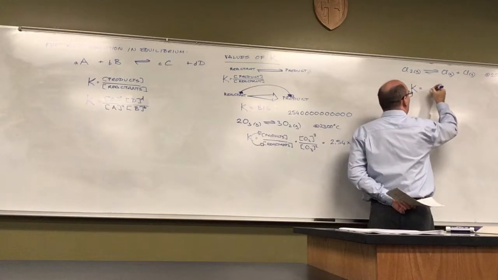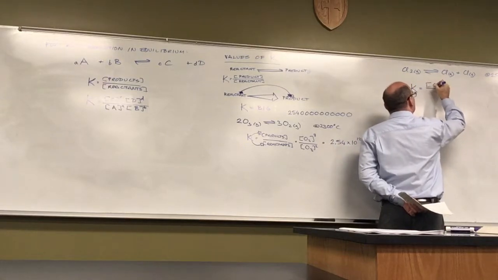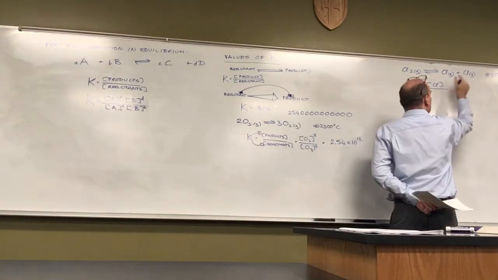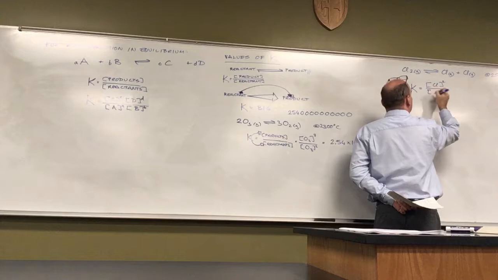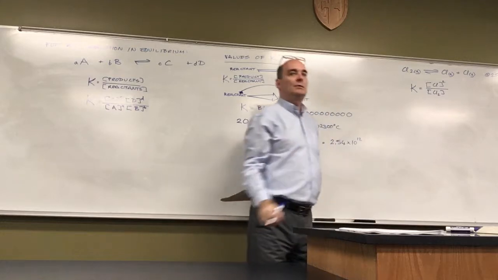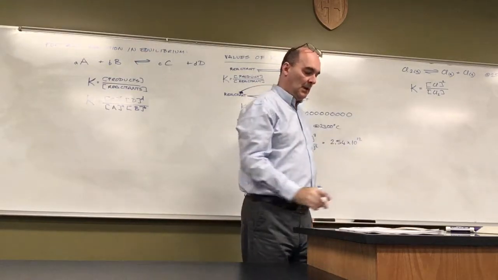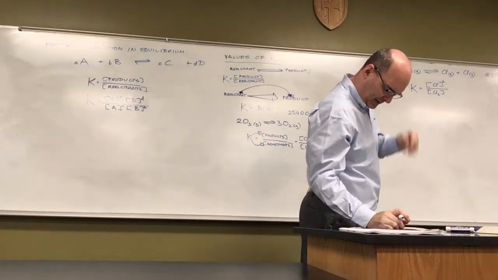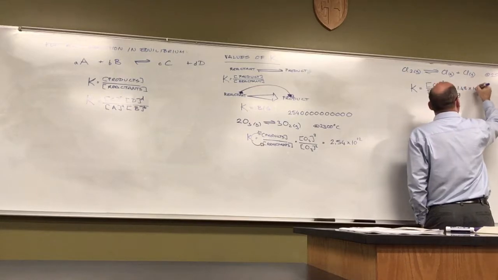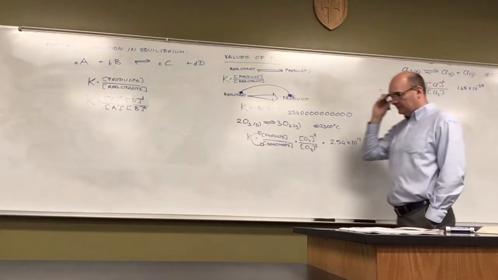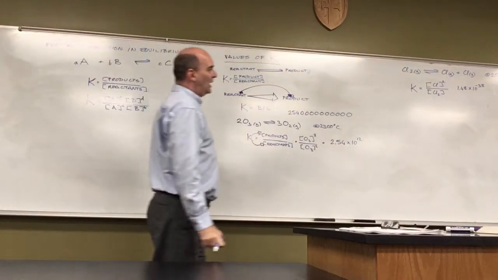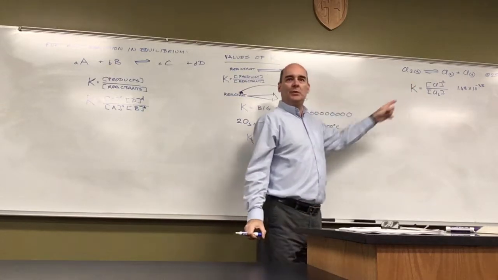So the K expression is products. My product is chlorine atoms, 2 of them, raised to the power of 2, divided by chlorine molecules. And the value of K right there is 1.48 times 10 to the negative 38. So that's kind of the workable range that we're dealing with.